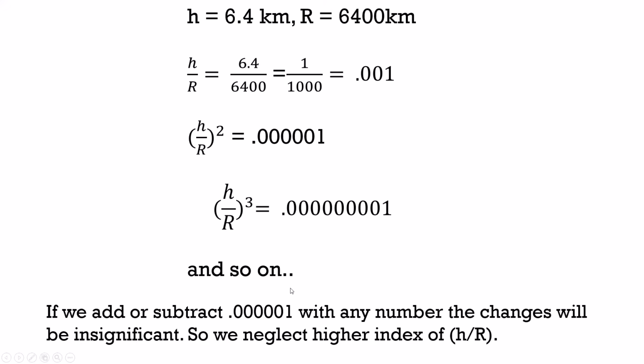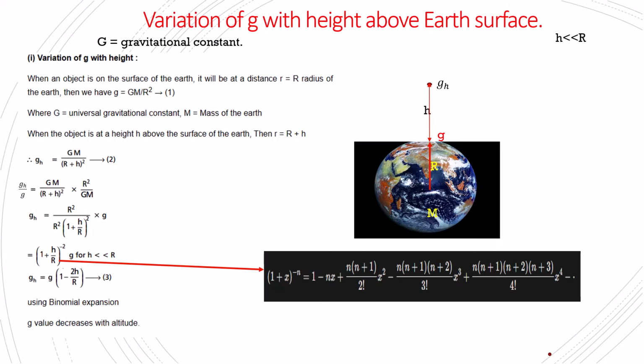and (h by r) cube equals 0.36881, and so on. And we see this value is gradually decreasing. So if we add or subtract 0.00001 with any number, the changes will be insignificant. This is a very small number, and the cube is much smaller than this. So we neglect higher powers of h by r. That is why this expression is written as gh equals g into (1 minus 2h by r). Only the first term is written here.